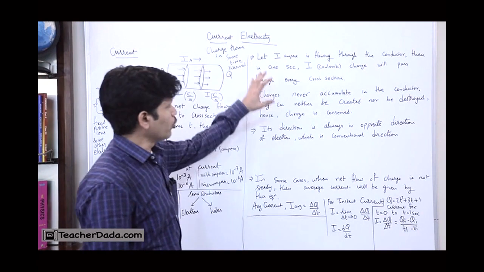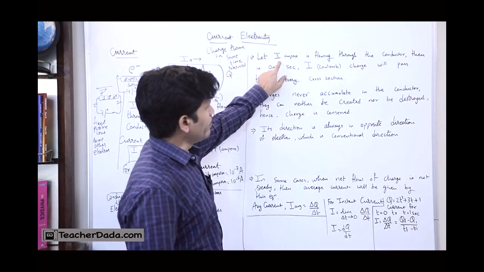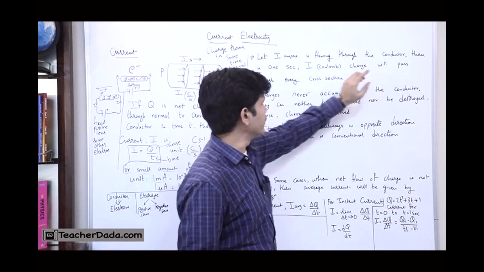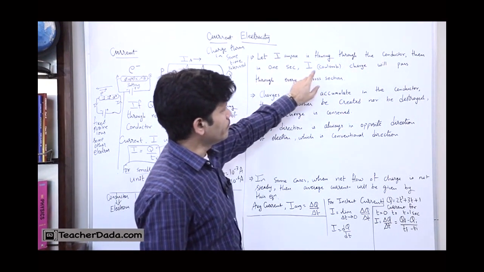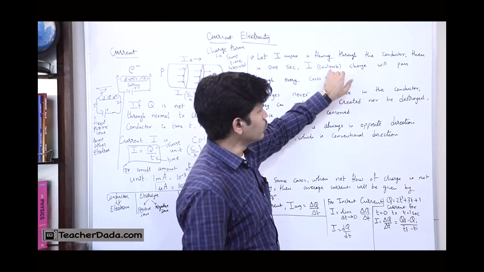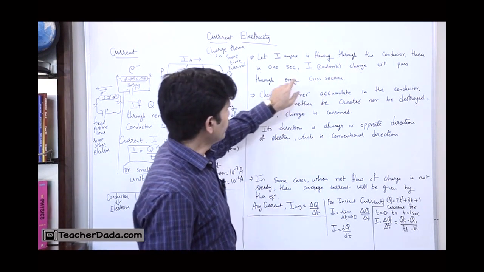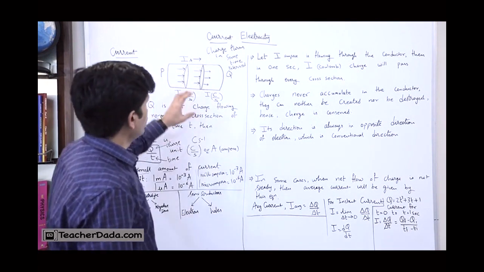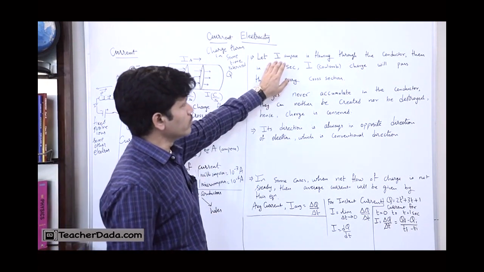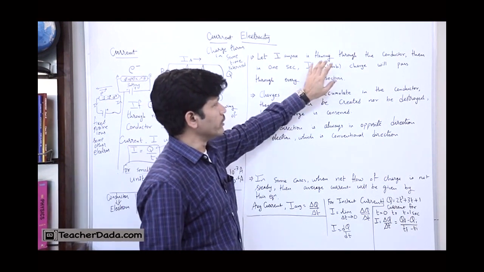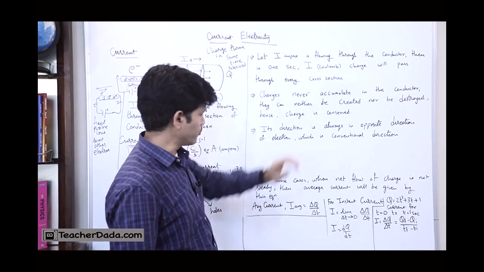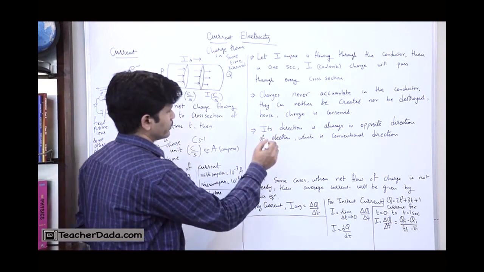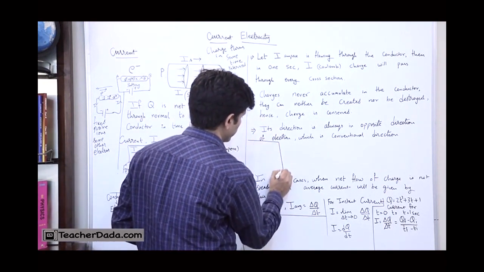Now let us see these points one by one. Let capital I be the symbol of electric current, I amperes flowing through the conductor. Then in 1 second, I coulombs of charge will pass through every cross section. What this means is, suppose I amount of current is flowing, I amperes. Let us take one small example and write it over here.